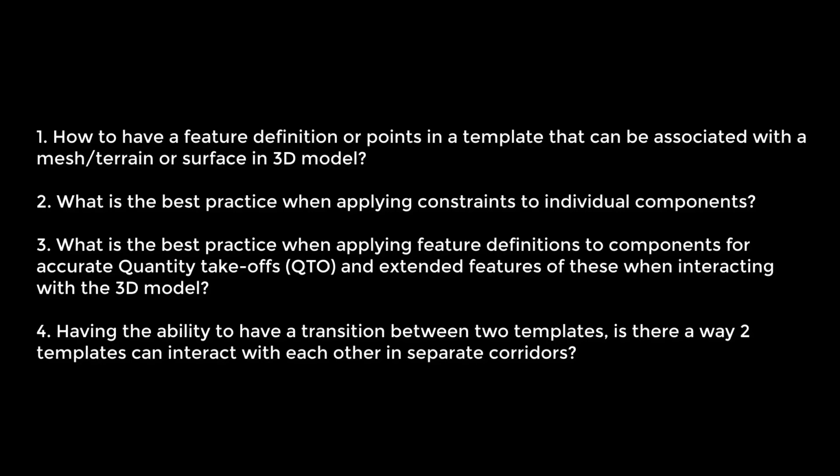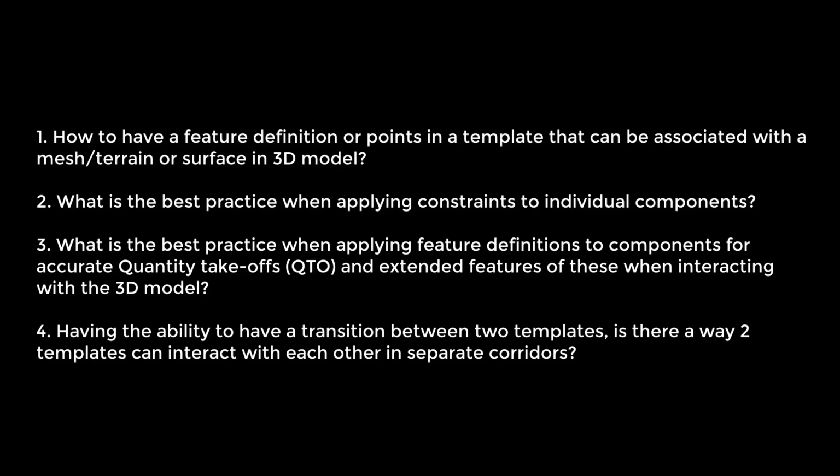Welcome to the recap of Super Thursday, 8th of July, where we basically covered four questions. The very first one was how to identify points in your template and link them back to a terrain service in the 3D model. The second one is best practice for your constraints in the template library. The third one is very interesting, about quantity takeoffs. What are the different options here, and what is the fastest and most reliable way? And the fourth one is the transition between two different templates, or templates between different corridors.